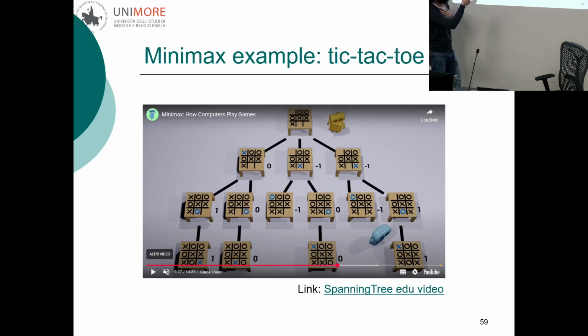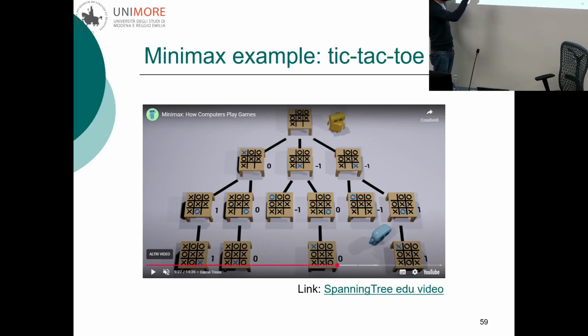If the yellow agent plays optimally, plays best response, he will not put the circle here, but he will put the circle there. And from here, the only possible outcome is a draw. Is it clear? So, the value of this terminal state is 0, a draw. The value of this state is 0. Why is the value of this state 0?